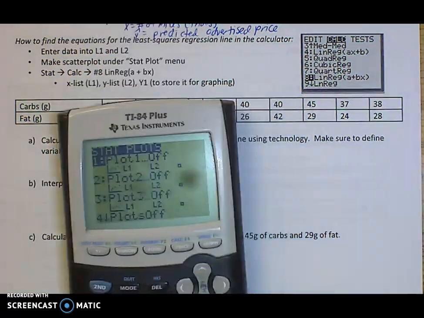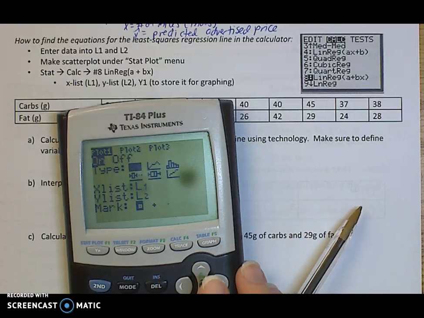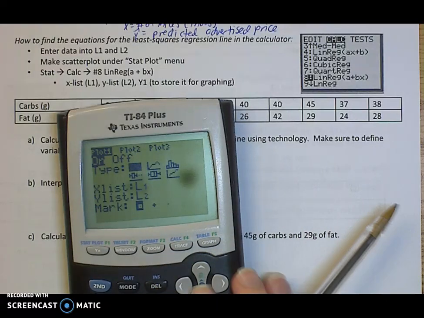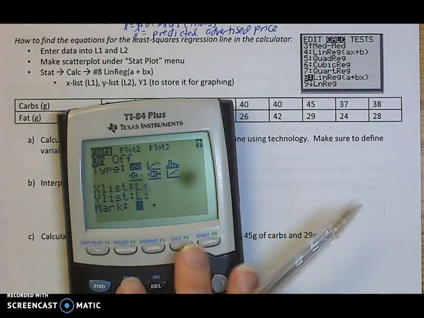That's too bright. All right, we got it. So I'm going to go here, and I'm going to make sure it's turned on. Now there's lots of different types of graphs. I want the very first one. That's a scatter plot. And it has my X's in list 1 and my Y's in list 2. Great. So I'm going to quit out of that.